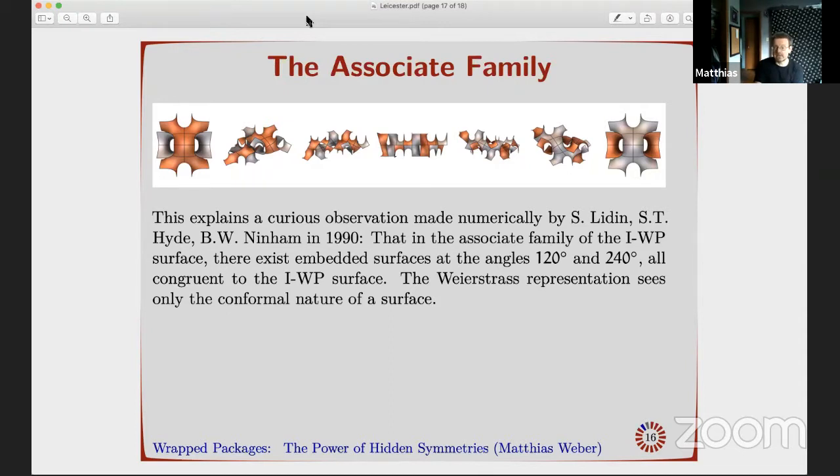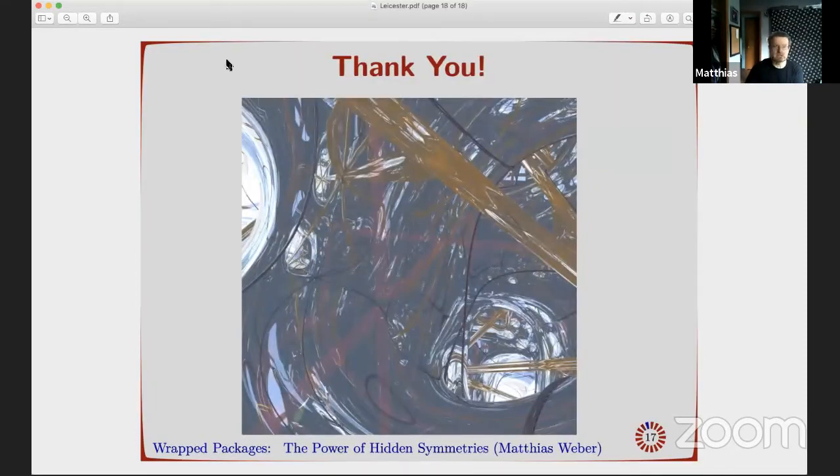And this becomes immediately clear when you understand that the IWOP surface has this hidden symmetry. This ability to turn by 30 degrees is responsible for these additional embedded associate IWOP surfaces. But it's still a curious phenomenon that when you go through the associate family of the IWOP surface, you hit these surfaces here. This is almost the end of my talk. I can show you a better little video of the animation that goes through the associate family.